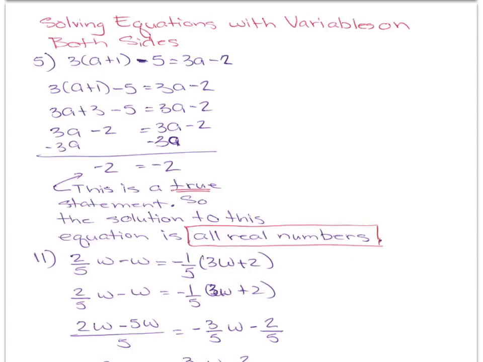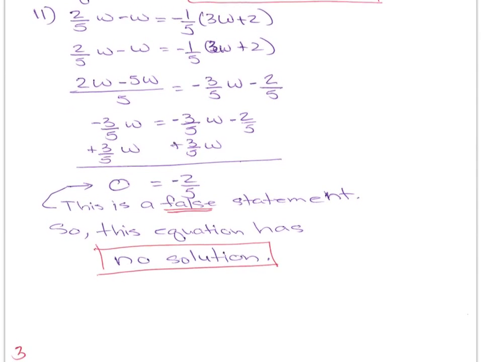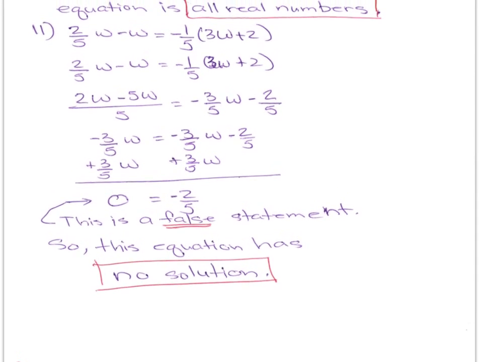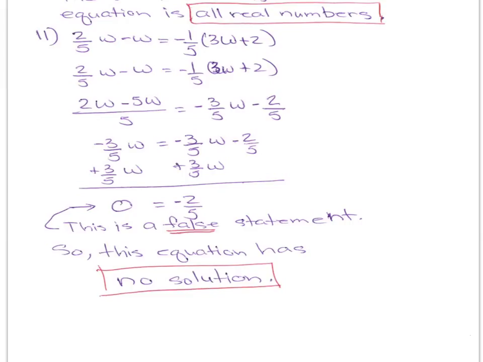Now let's move on to problem 11. We're still at solving equations with variables on both sides. We're looking at problem 11 right there. So let's move this up so you can see it. So with problem 11, we have 2 over 5 w minus w is equal to negative 1/5 times the quantity 3w plus 2. So from there, the first thing I did was to combine these w's together.